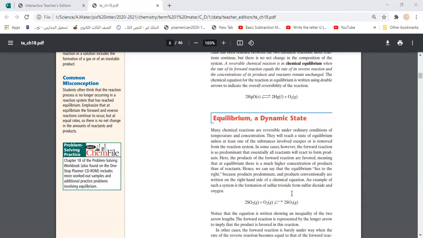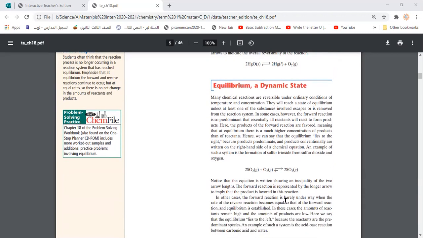So for example, in this one here, you could find that when sulfur dioxide reacts with oxygen, it will produce sulfur trioxide. In the same way, sulfur trioxide could break down into sulfur dioxide and oxygen. So here is the forward reaction, and that is the reverse or backward reaction. If we look here, there is a kind of equilibrium, which means we have two reactions working in opposite directions. We call this the reverse reaction.